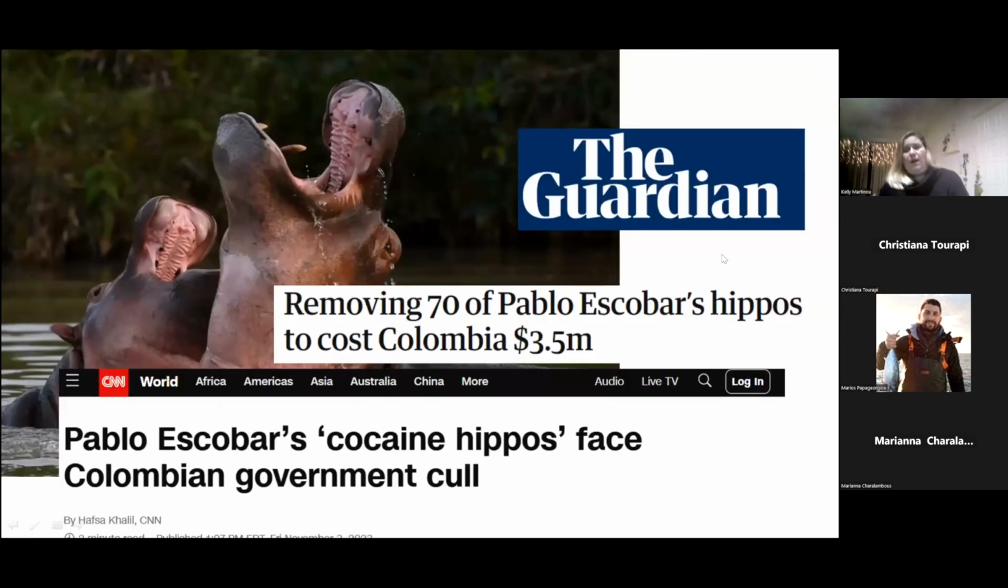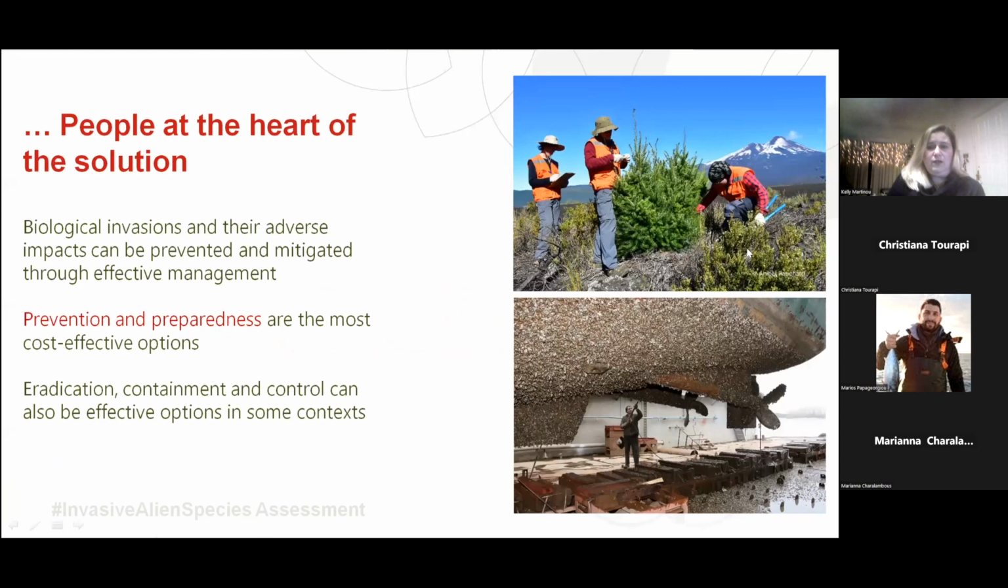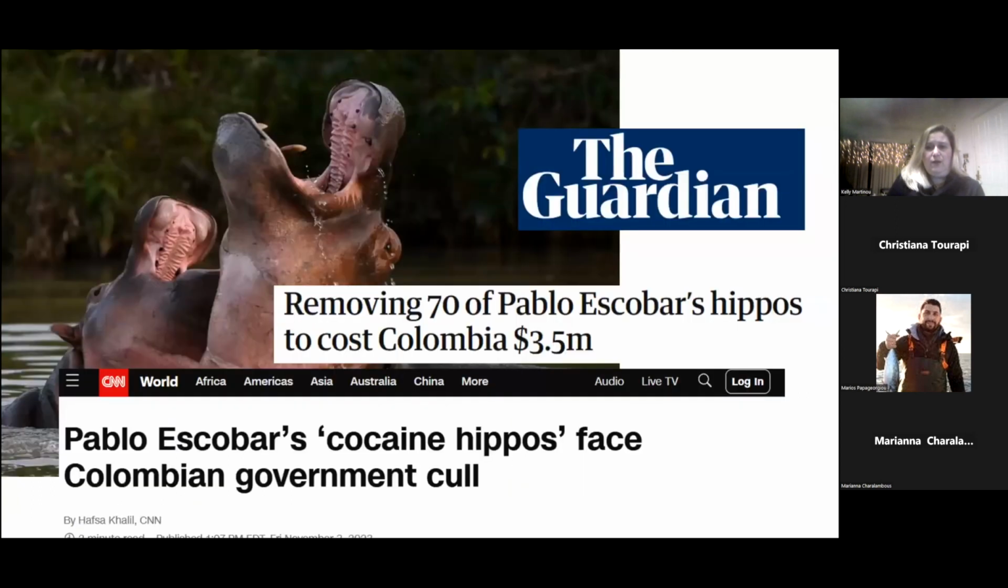And here is where Pablo Escobar comes in. So Pablo Escobar was a major drug lord who introduced hippos in his villa. Hippos are very aggressive animals, so I'm not sure what he needed them for, but it was not for a good cause for sure. And when he died, these hippos spread in the wild, and now it costs Colombia about 3 million per year to control the population of these hippos.